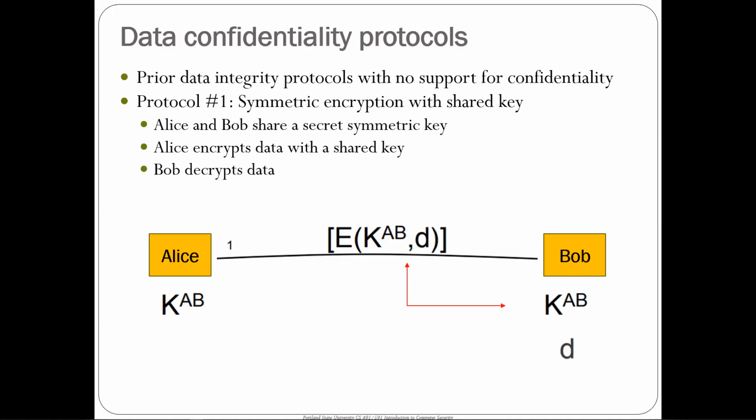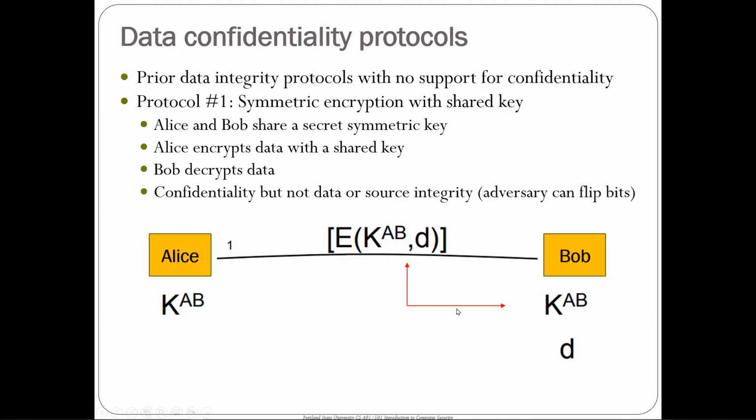But the issue with this is that there's confidentiality, but Bob doesn't really have an idea that Alice has sent this, even though it's using Alice's shared key with Bob. Any adversary could flip the bits here and then wreck your data integrity and basically source integrity, because you're assuming Alice sent this, even though she didn't. So an adversary in the middle could totally twiddle with this, and you have no assurance on integrity on the other side. So that's the most basic data confidentiality protocol.